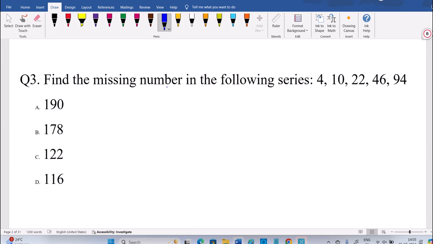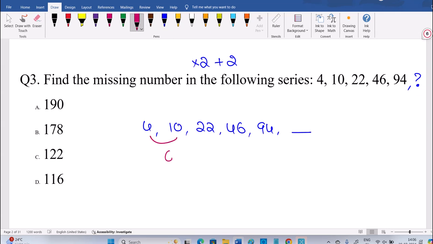Next missing number, actually next number: 190. Good. The logic is multiplied by 2 and adding 1. Some people worry that the numbers are slowly increasing, and when numbers slowly increase, you take the difference between numbers. Taking differences: 6, 12, 12 doubled is 24, 24 doubled is 48, 48 doubled is 96. So 94 plus 96 is 190, sir. Yes, okay.